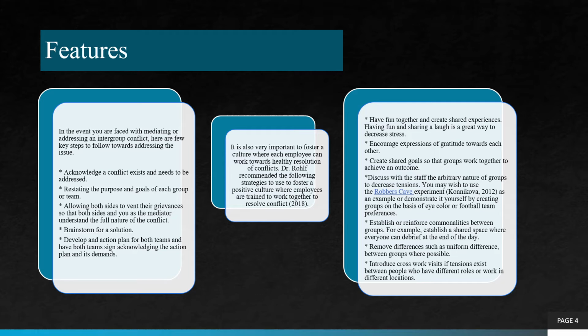Discuss with the staff the arbitrary nature of groups to decrease tensions. You may wish to use the Robbers Cave experiment as an example, or demonstrate it yourself by creating groups on the basis of eye color or football team preferences. Establish or reinforce commonalities between groups. For example, establish a shared space where everyone can debrief at the end of the day. Remove differences such as uniform difference between groups where possible. Introduce cross-work visits if tensions exist between people who have different roles or work in different locations.